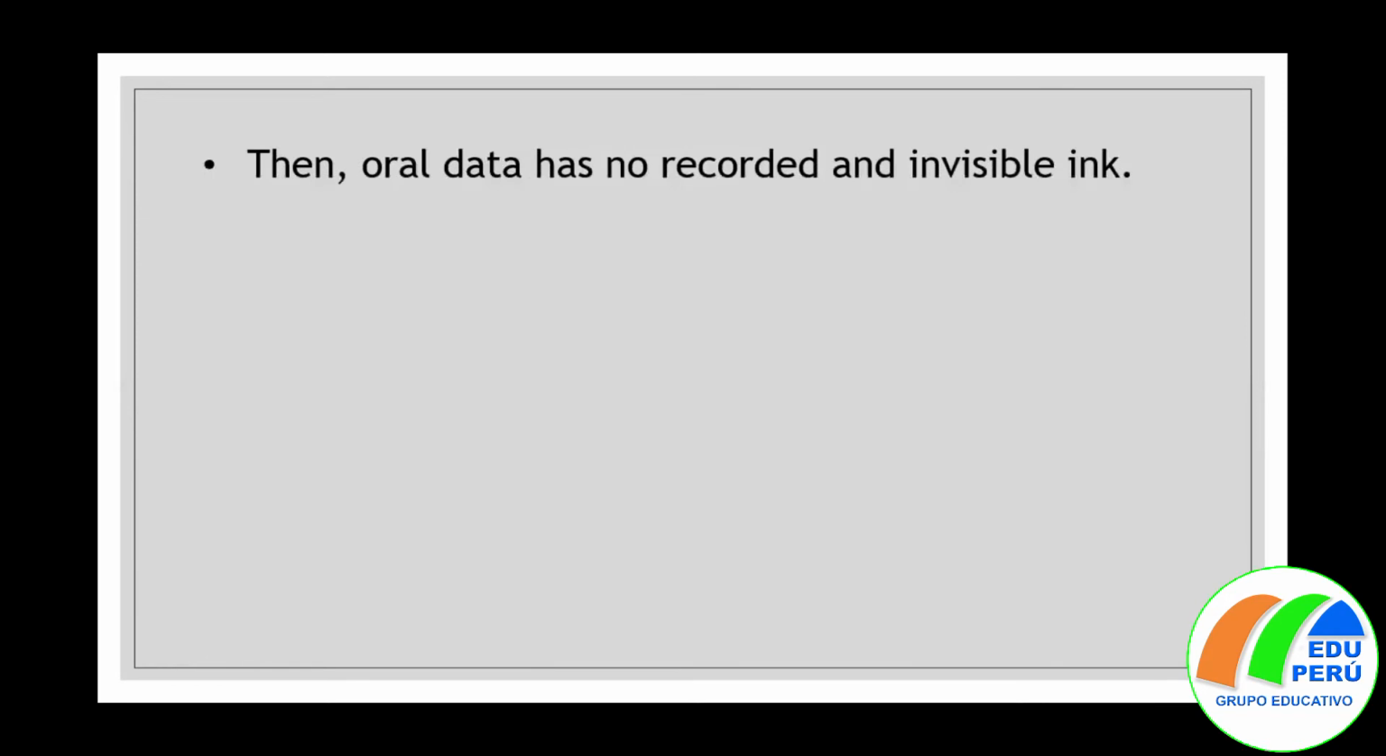Another one: oral data has no recorder and no invisible ink. This is the difference between the written language and the oral language. The oral data has no recording. You don't have recordings of what you spoke or talked about with your friend. There are some specific situations where you can record what you say, but most of the time it doesn't have any recordings. No ink. When you read a text, you can see graphemes using ink or a printer. You print something and you start reading, so you have visual graphemes. But when you speak, no.